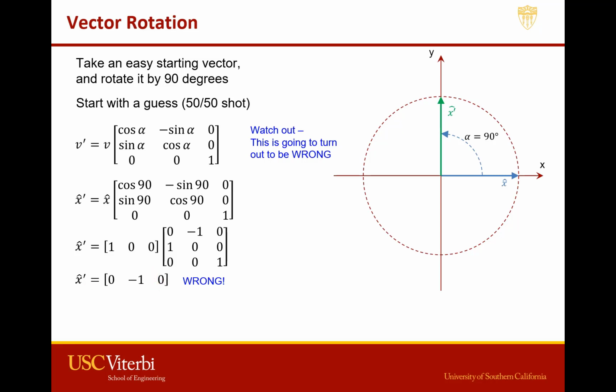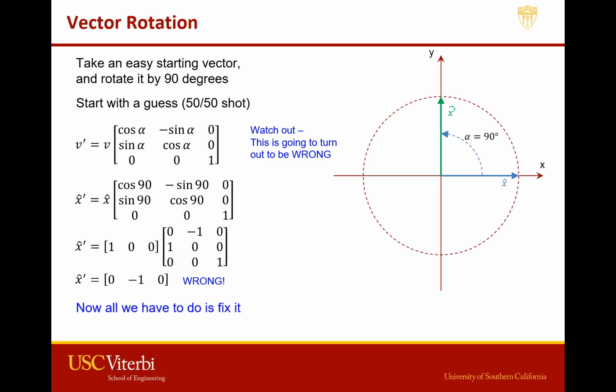And that is incorrect. I wanted 0, 1, 0. I got 0, minus 1, 0. So I know I've got it wrong. And if you mixed up your sines and cosines, you'll get it even more wrong. And that'll be pretty obvious once you do the multiply.